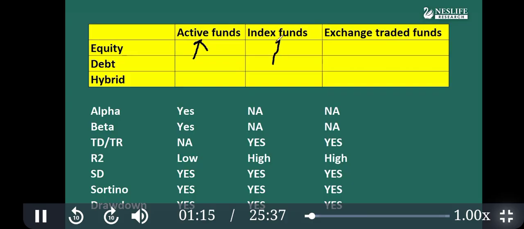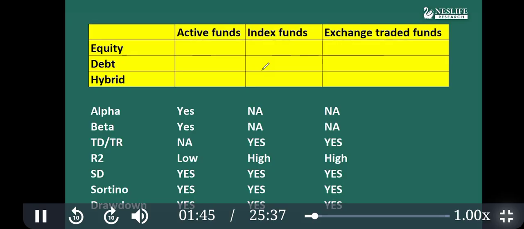Index funds are also not listed on the stock exchange. You have to buy via an aggregator. Exchange traded funds are listed. So remember this one sentence: active unlisted, index unlisted, ETF listed. Second sentence: index funds and ETFs are passively managed. I repeat, index funds and ETFs are passively managed funds in which they track the index.